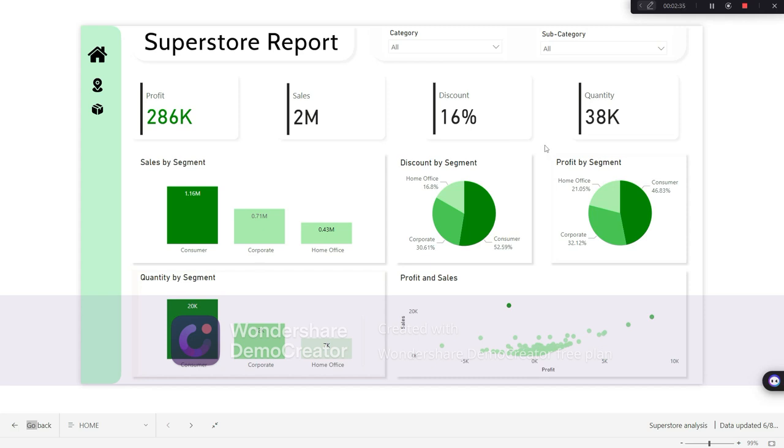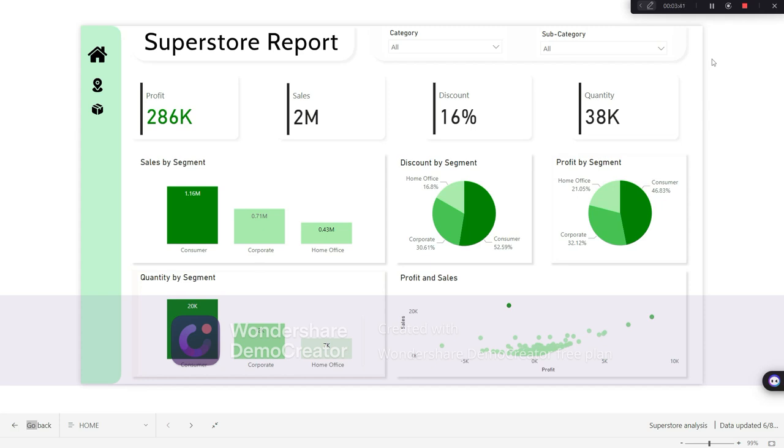On the second chart, we have total profit by segment. We gain more profit from the consumer segment as compared to the other two segments. The lowest profit-making segment is home office, about 21.05 percent of total profit, and the highest profit is from the consumer segment, at 46.83 percent. The next chart shows quantity by segment.